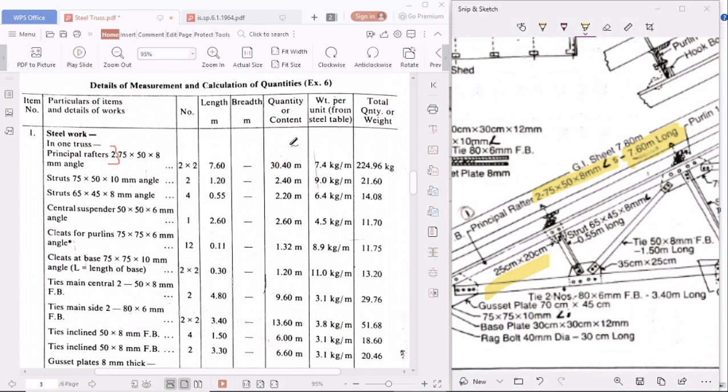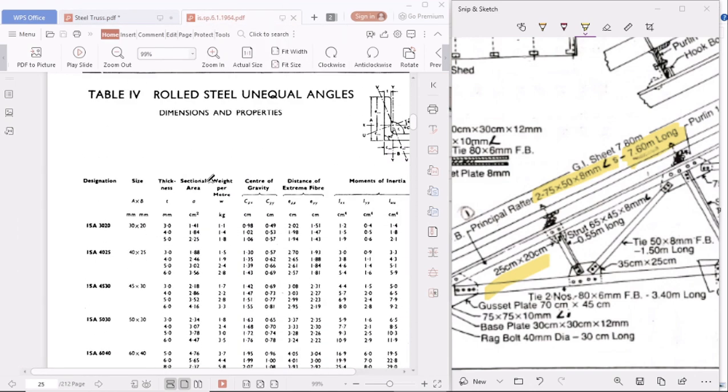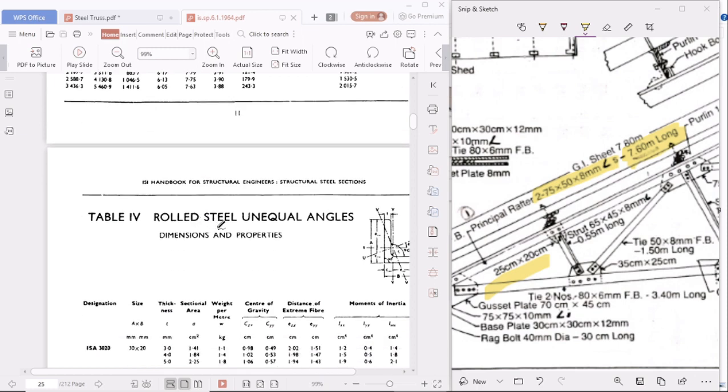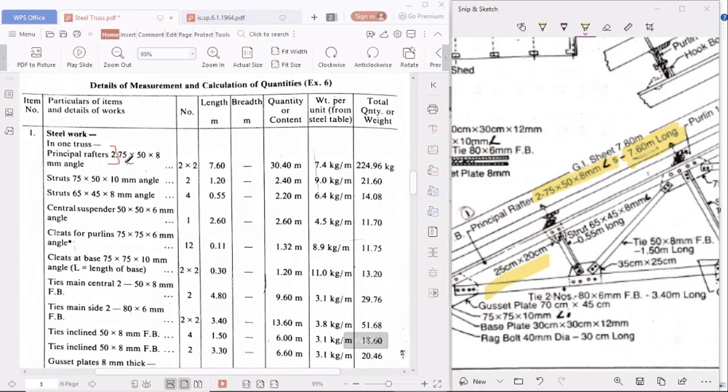Then we have to take the weight per unit from the steel table. I'll show you how to take this. So principal rafter, it is a section, right? So in IS SP 6, rolled steel unequal angles. Why unequal angles? See here the truss, 75 into 50. If it were 75 into 75, we would take equal angles. Basically it's an angle only, no? Then it's unequal, no? 75 into 50.